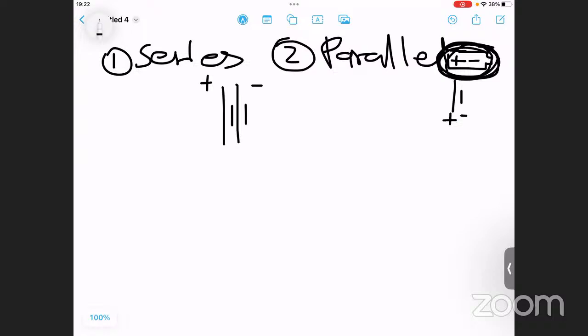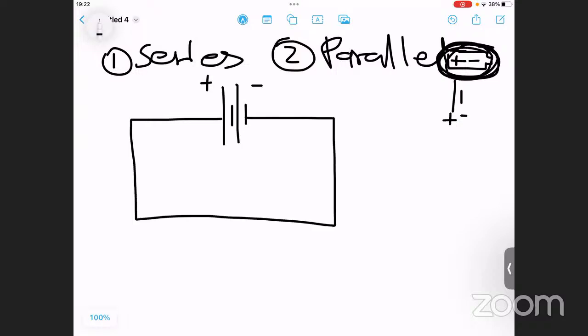So now what I'm drawing is a conducting wire. So this is where electrons travel. Sorry, sir, you're breaking up. I'm not sure if it's my network.